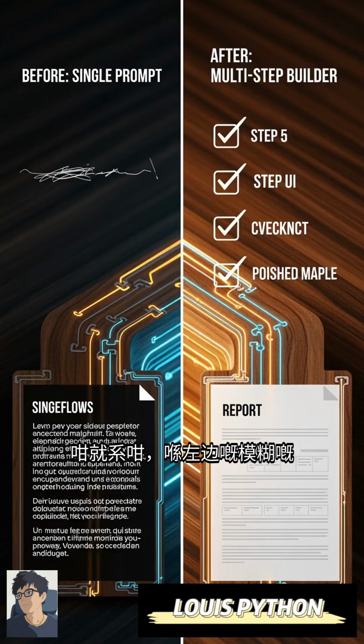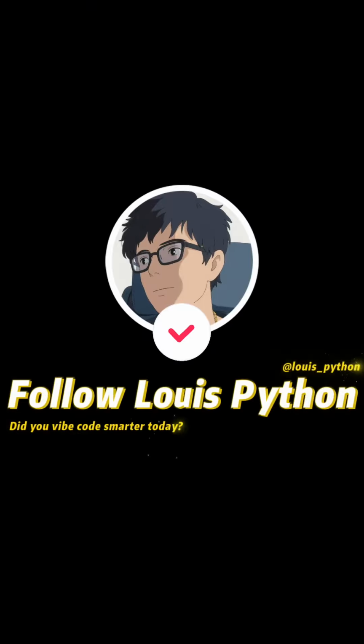And there you have it. On the left, a vague, single prompt that leads to a generic, unhelpful result. On the right, a structured, multi-step prompt that generates a precise, high-quality output on the first try. You didn't just write a prompt, you built an engine for clarity. Did you vibe code smarter today?